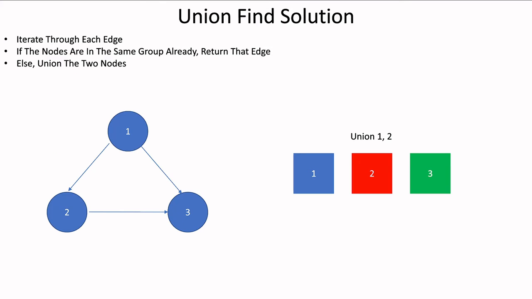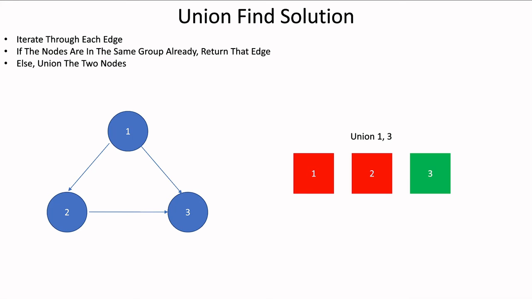Now let's look at the union find solution to the problem. We first iterate through each edge. If the nodes are part of the same group already, then we return that edge as the answer. Otherwise, we union the two nodes. In this example, we're given the graph 1 connected to 2, 2 connected to 3, and 1 connected to 3. We first look at the edge 1 connected to 2. They are not part of the same group since 1 is part of the blue group and 2 is part of the red group. So we union those two groups.